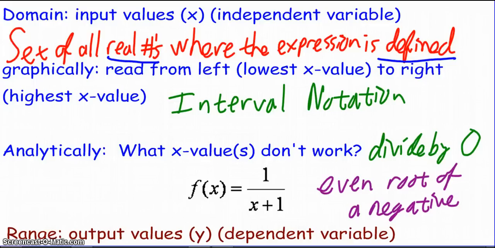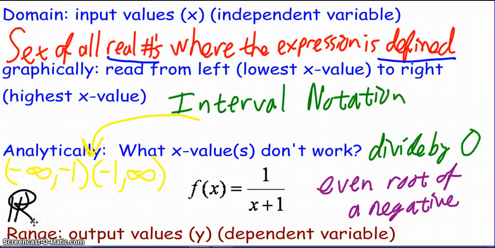So my actual domain then would be negative infinity to negative 1, union negative 1 to infinity. That's interval notation. Again, the parentheses mean that we do not include the number. If I had brackets, then I would be including the number. Think of parentheses as your open circle, brackets as your closed circle. Another way to write this would be shorthand. That's the symbol for all real numbers, x does not equal negative 1. I'd prefer if we focus on the interval notation, however this is acceptable as well.